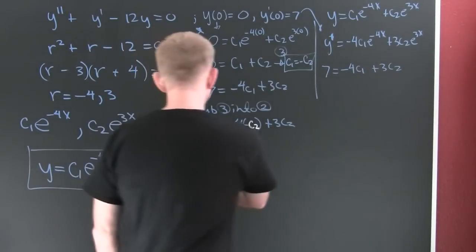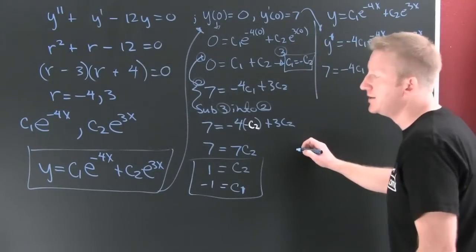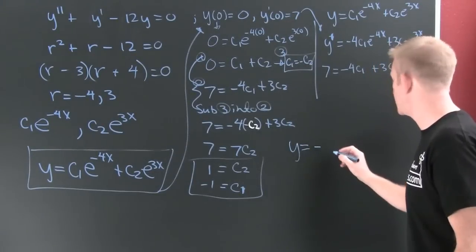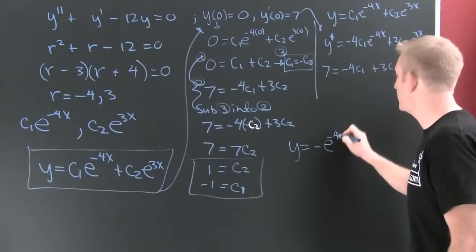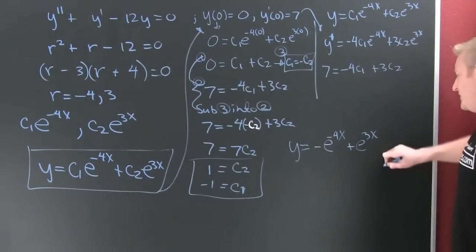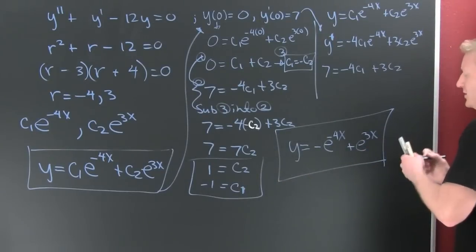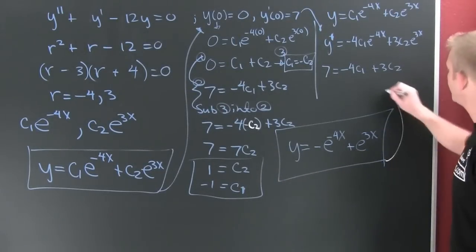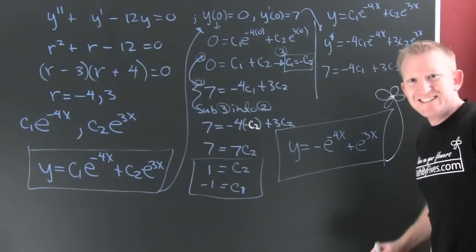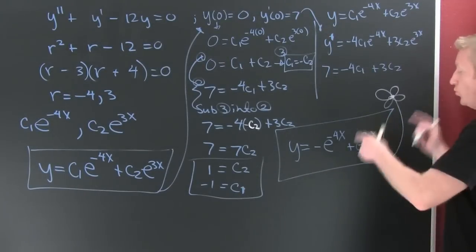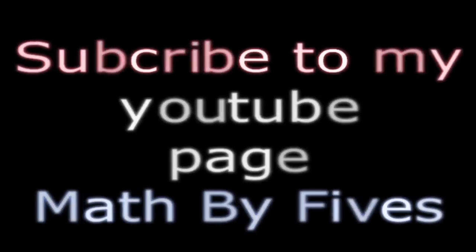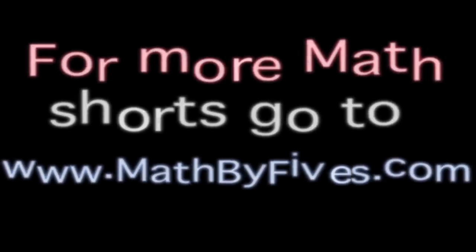Very nice. So now that we have our c1 and our c2, we're about to see a specific solution. y is going to equal minus e to the minus 4x plus e to the 3x. But if you don't believe me, check it. Go ahead. Twice differentiate, once differentiate, plug it back into the original one and see if it works. It will. Study.